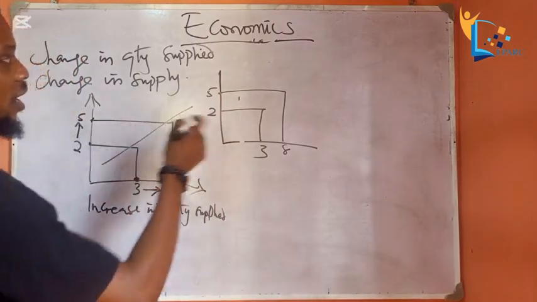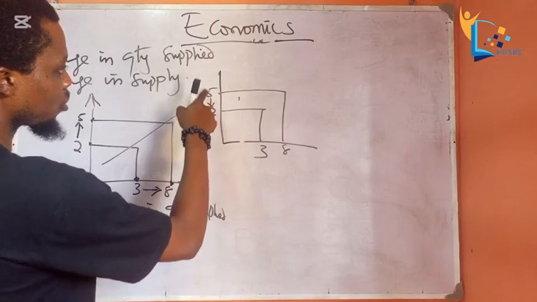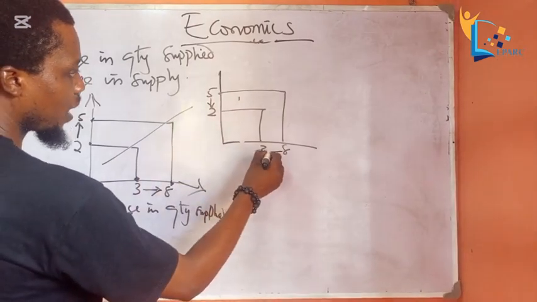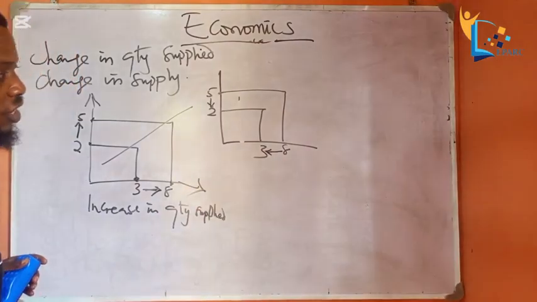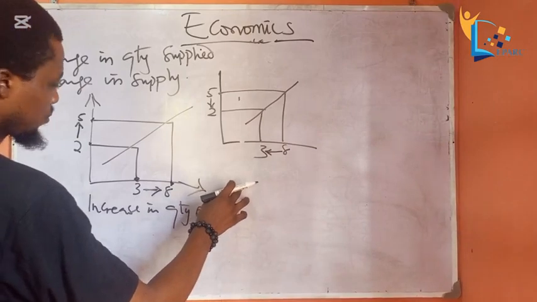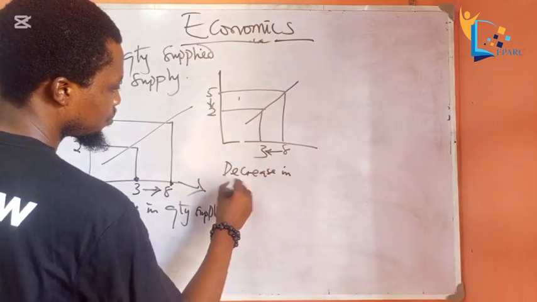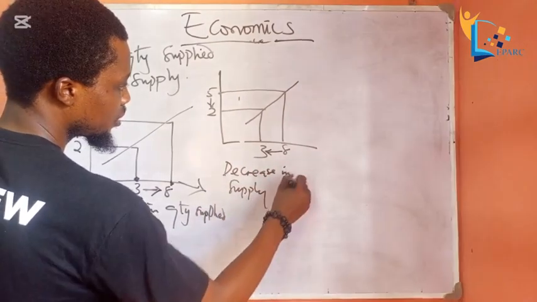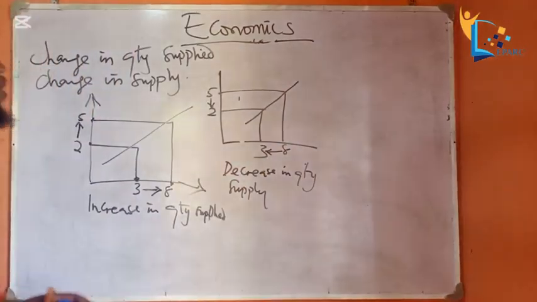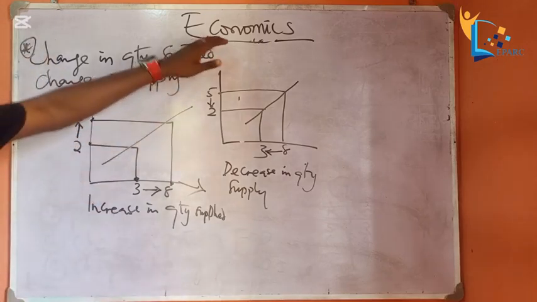So when price reduces, when price drops from 5 to 2 naira and quantity supply drops from 8 to 3 kilogram, we have what we call the decrease in quantity supply. Decrease in quantity what? Supply. So this is what we mean by change. Okay, change in what? Quantity supply.